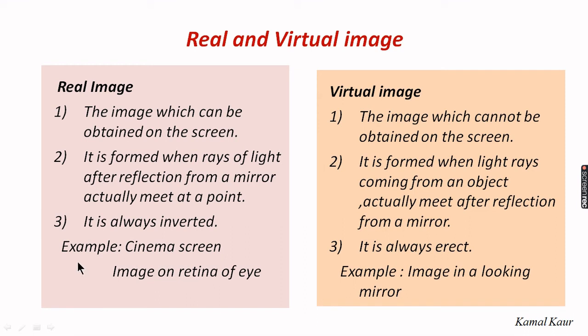Let's see the examples of real image. Image formed on the cinema screen and image formed on the retina of our eyes. These are the examples of real images. But we have just seen that real image is always inverted, but we do not see inverted image in both these cases. Actually, on the retina of our eye, inverted image is formed, but when the brain perceives this image, it perceives it in the erect form. And on the cinema screen, when the rays are projected, they are projected in the inverted form, and as a result, they appear erect to us. And the example of virtual image is the image in the looking mirror.